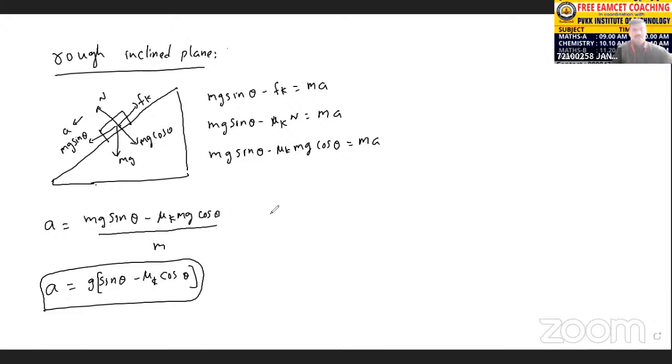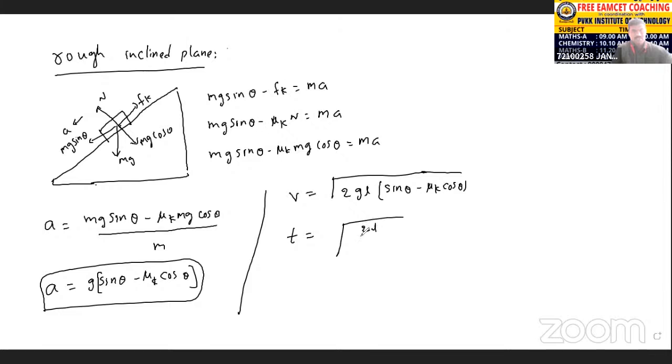Okay. Next, velocity. V is equal to the root of 2gl into sin theta minus mu k cos theta. This is for a rough inclined plane. Next, time period t is equal to the root of 2l by g into sin theta minus mu k cos theta. Okay. This is the time period.